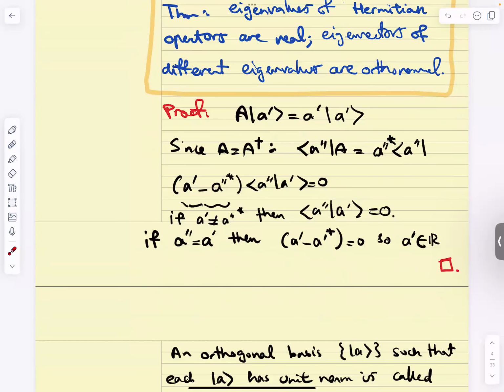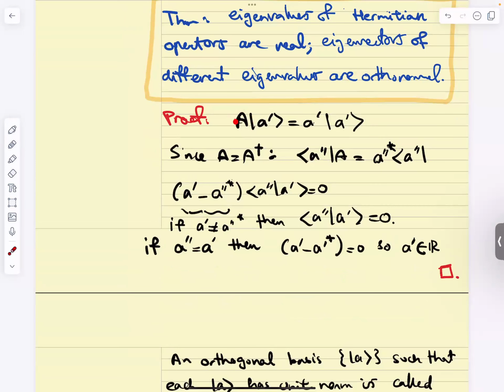All right, so let's prove that. Imagine A is a self-adjoint operator, A equals A dagger. A acting on ket A prime, which I denote as the vector with the eigenvalue A prime, that was the notation we used. So what am I going to do? I'm going to calculate A minus A prime acting on alpha equal to 0. So far it's obvious, right?